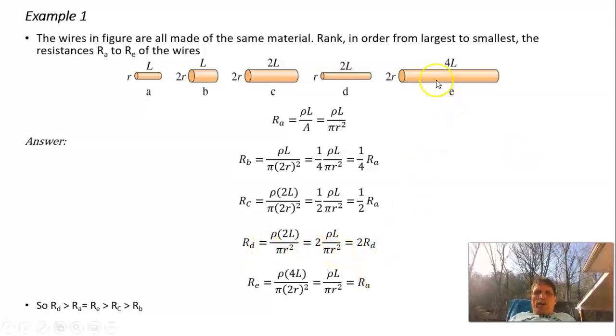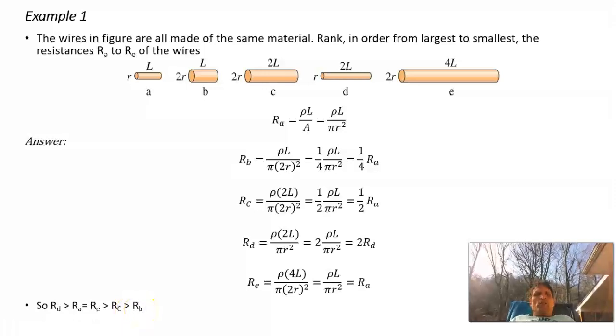Okay. Wire E, we have 4 times the length of wire A and twice the radius, and we plug that in, and it ends up having the same resistance as A. And so when we rank these, wire D has the largest resistance, followed by A and E, which are equal, followed by C, and followed by B.